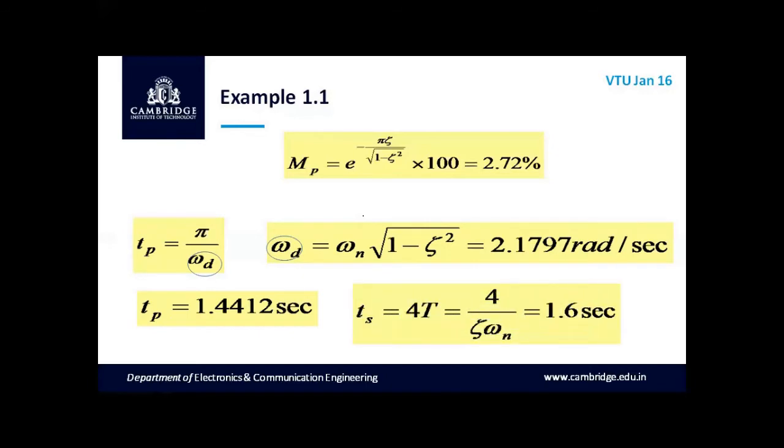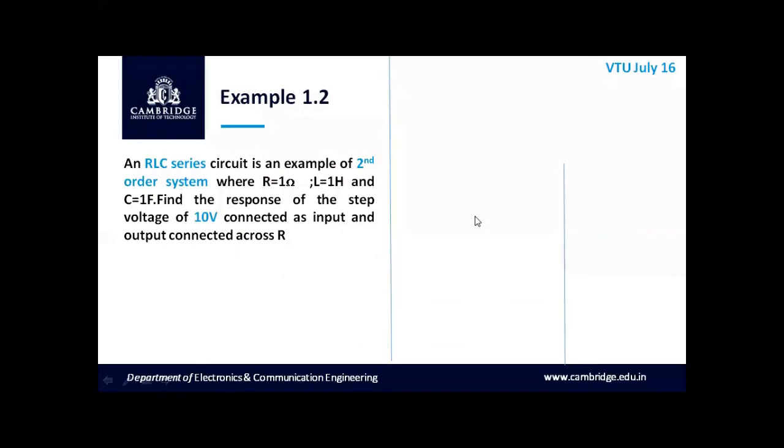Then for settling time Ts, which is given by 4T, which is 4 divided by zeta omega n. We know the value of zeta and omega n. Once after substituting it, we can obtain the settling time as 1.6 seconds. So we are done with this problem. Let us move on to the next example problem. You can take down this question.